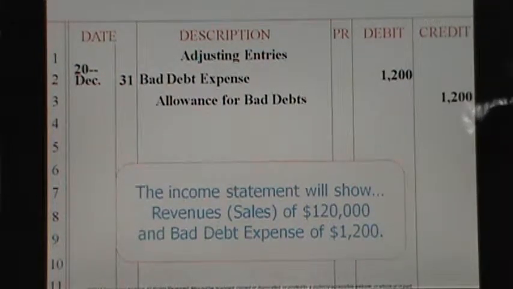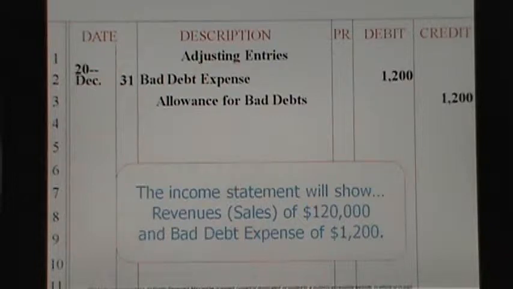So here's our general journal. This is how we do the adjusting entry. So on December 31st, we're going to record our bad debt expense. We're going to assume that at the end of the year, $1,200 are going to be uncollectible. So we debit our bad debt expense, $1,200, and we have our allowance for bad debts. This is the new account, and it's going to be credited $1,200. The income statement is going to show revenue sales of $120,000 and bad debt expense of $1,200.